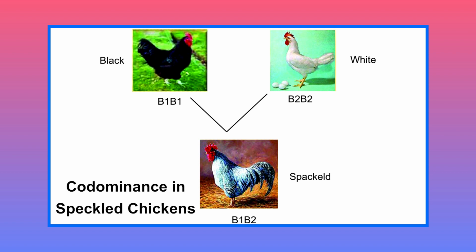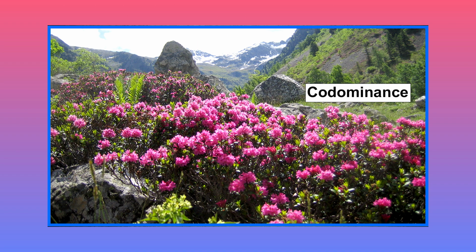So codominance is exemplified by the plant rhododendron, which bears flowers with two distinct color phenotypes. For instance, a white spotted red flower could be caused by a cross between a red flower and a white flower. So the alleles for the red color and white color phenotypes are codominant with each other.